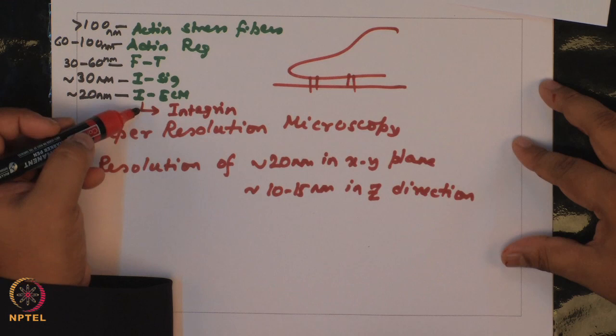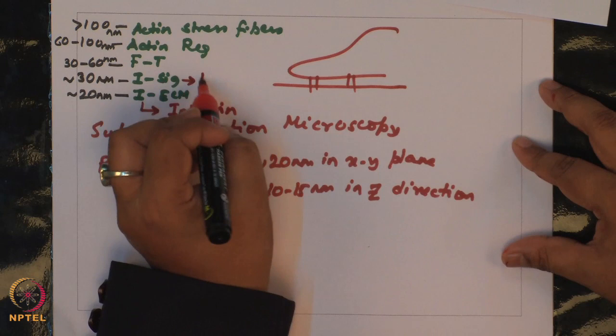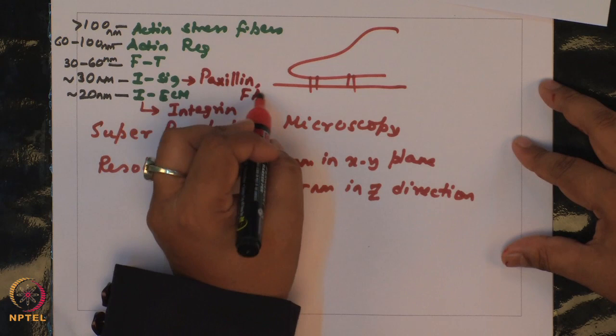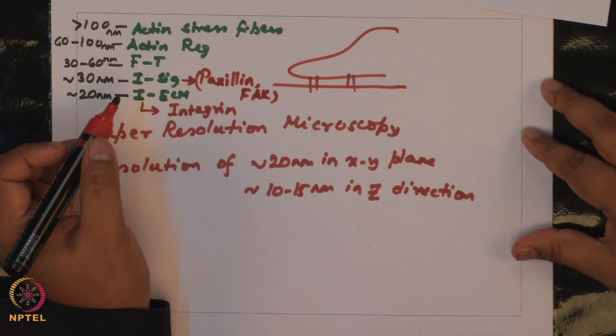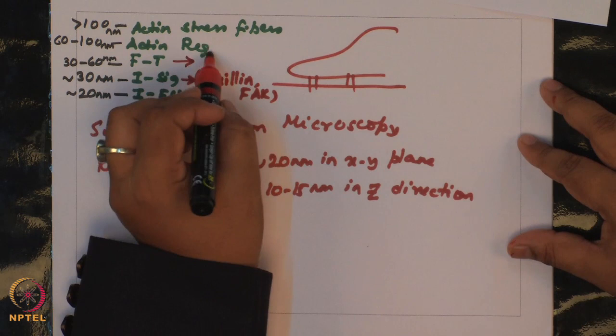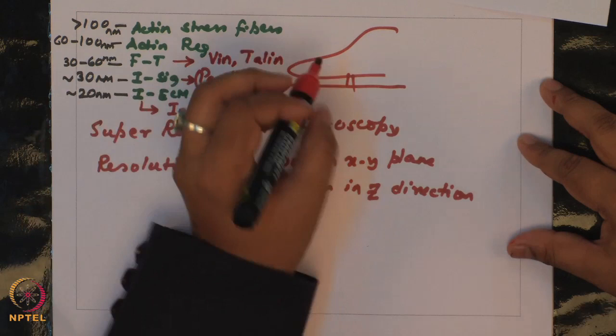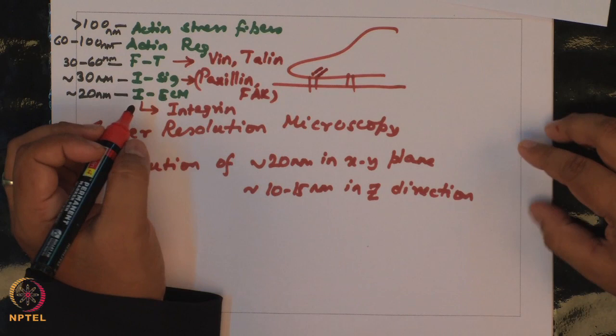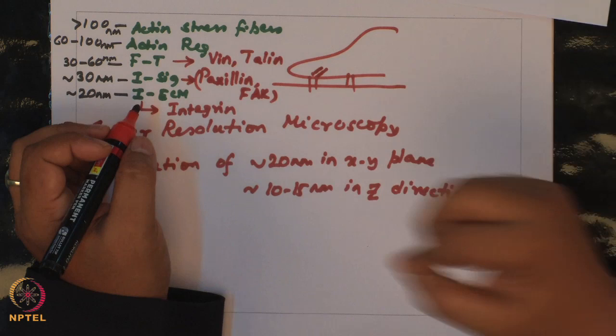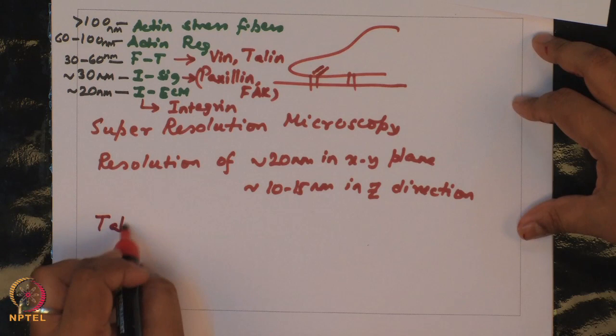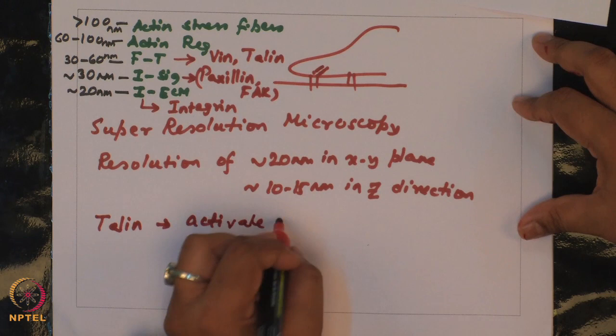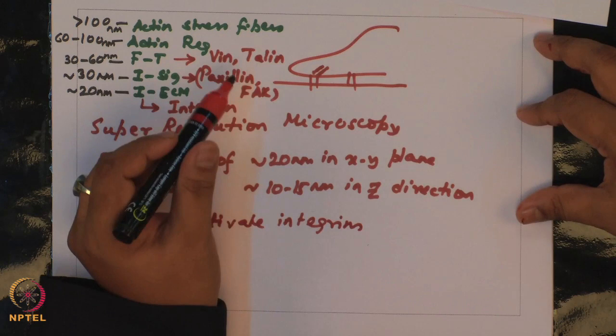Just on top of integrin, you have the integrin signaling layer, and here you have proteins like paxillin and FAK. Both of these proteins can directly bind to integrins. In the force transduction layer, you have vinculin and, more important, talin, which exhibits an angular configuration, which means that the N-terminal domain of talin would be present close to integrins, because talin has been associated with integrin activation. Talin is known to activate integrins. You have vinculin, which also binds to talin. Both of these proteins are present in the force transduction layer.